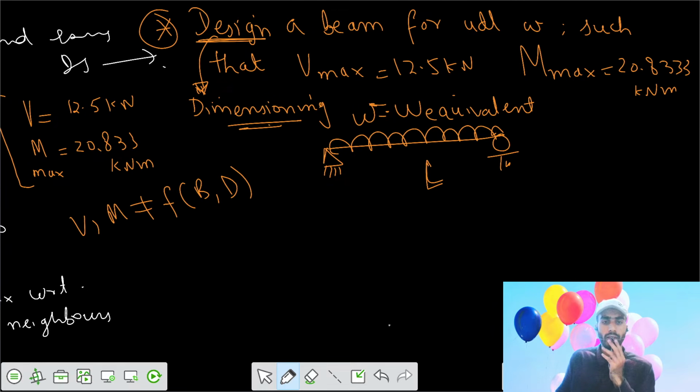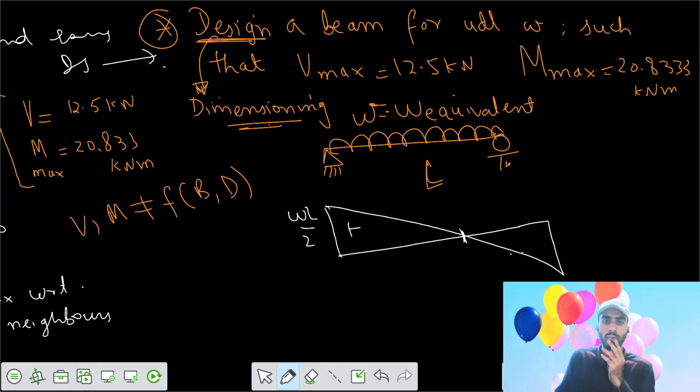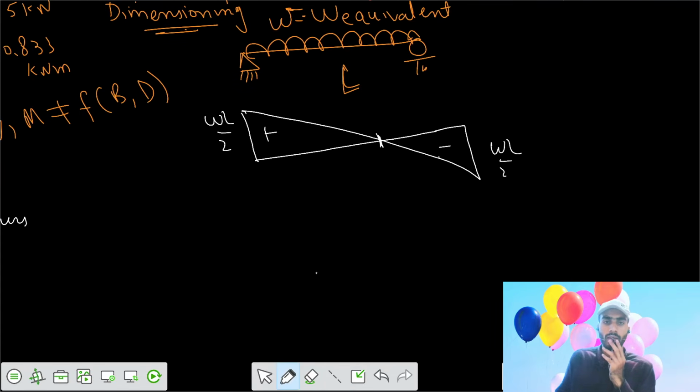So we can write the equation, as we already know the results, that the shear force diagram looks like this one. At the mid, shear force is 0. At the ends, your shear force becomes WL by 2, negative and positive, and the bending moment diagram looks like this one. In the middle part, the slope here is WL by 2, and the slope here is 0. Then we connect the two.